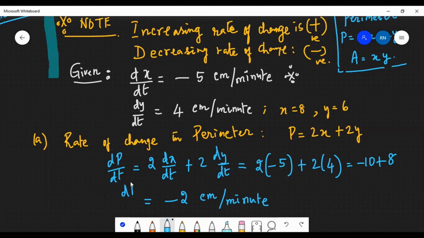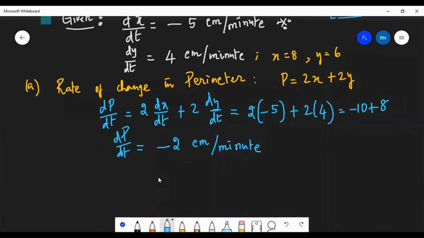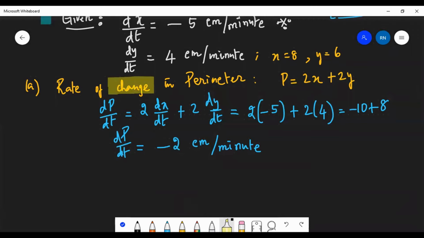Okay. This is in symbols. In words, how will you write it? See, listen carefully. I wrote rate of change. Are you understanding? I did not mention whether the change is an increase or a decrease. I have mentioned it in general as rate of change. Please understand the importance of every word.